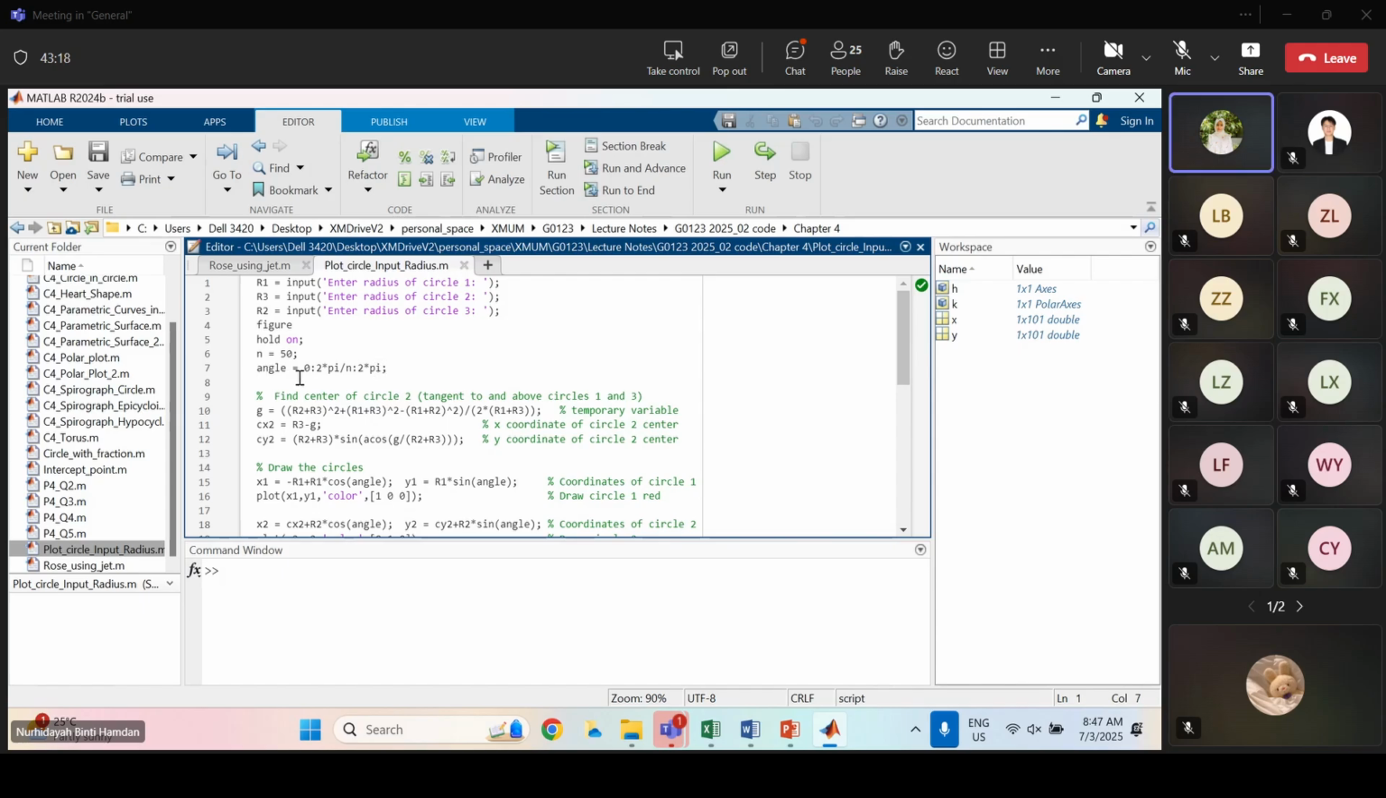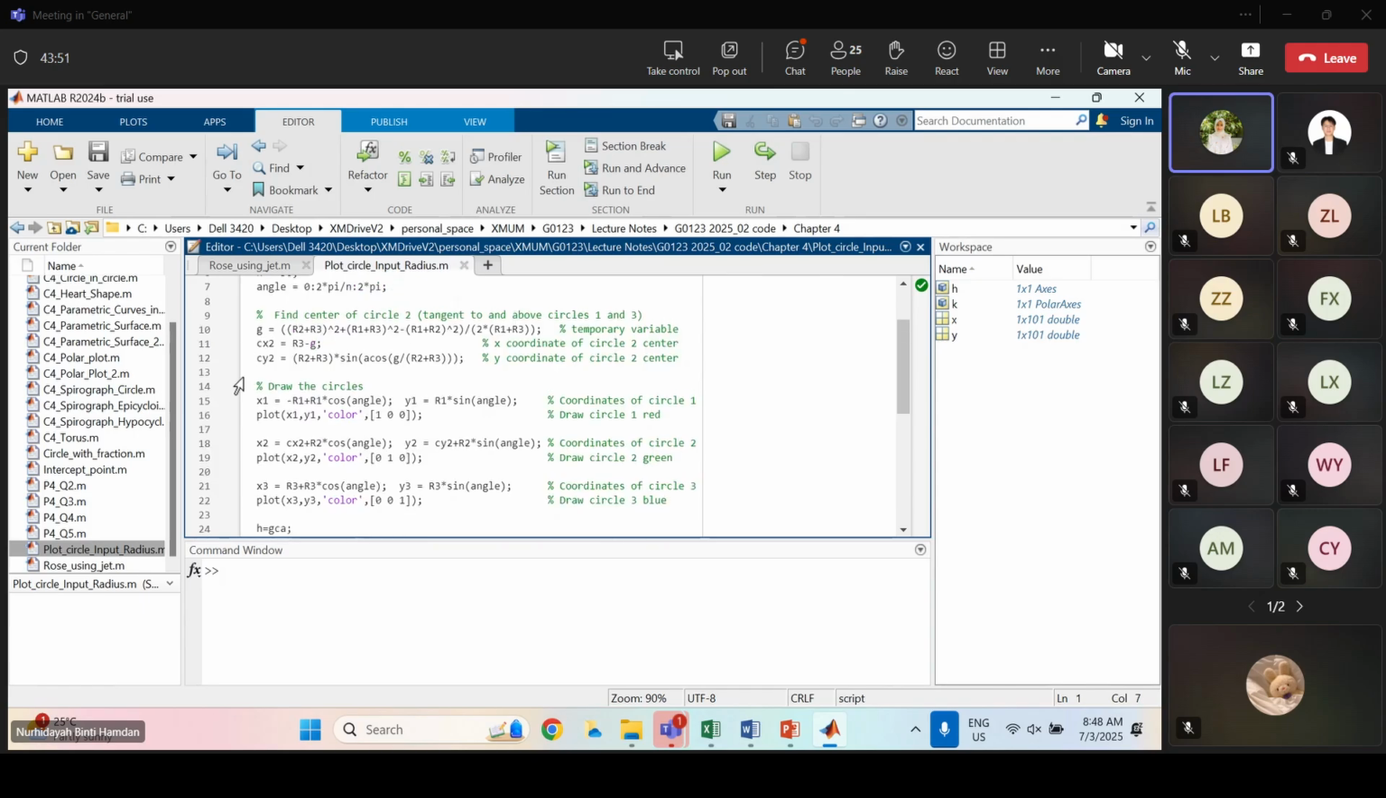So the angle is from 0 until 2 pi, and the interval is 2 pi over n. Which means that from 0 to 2 pi, I will get around P1 values. First of all, we find circle 2, tangent to and above circles 1 and 3. Wait, let me share this code in Teams.